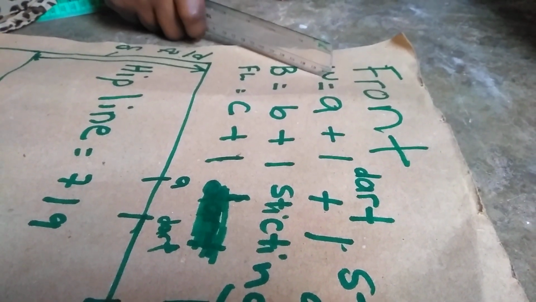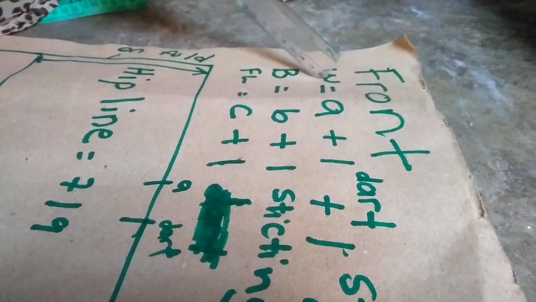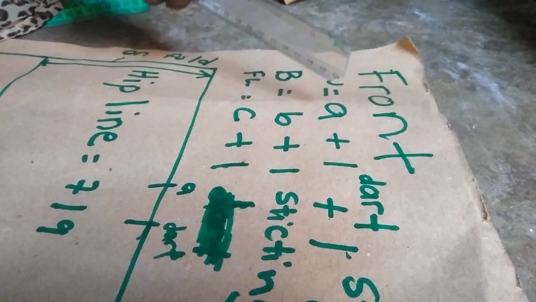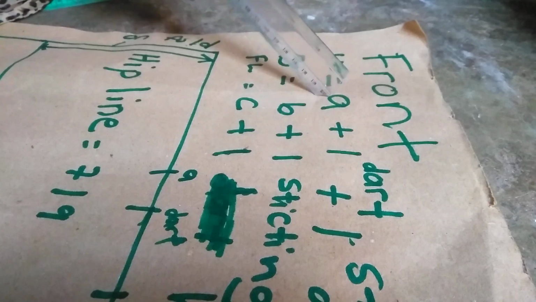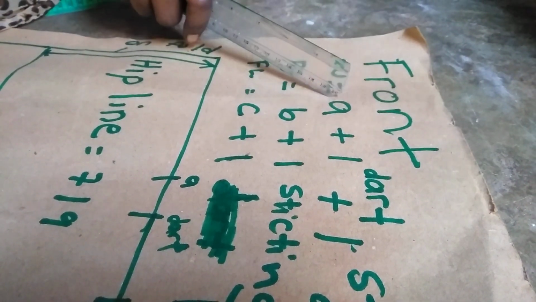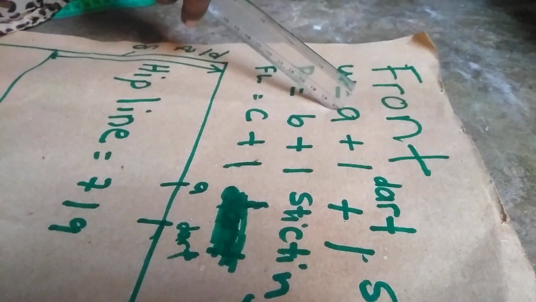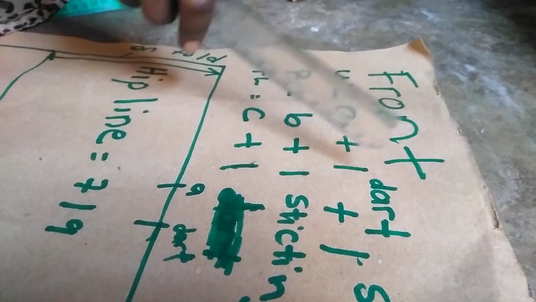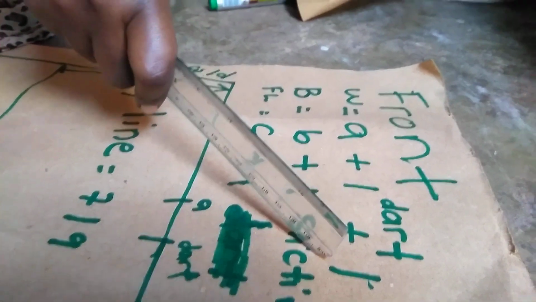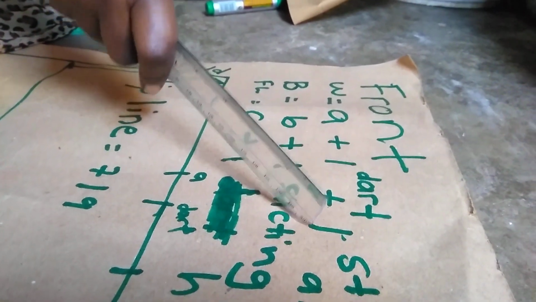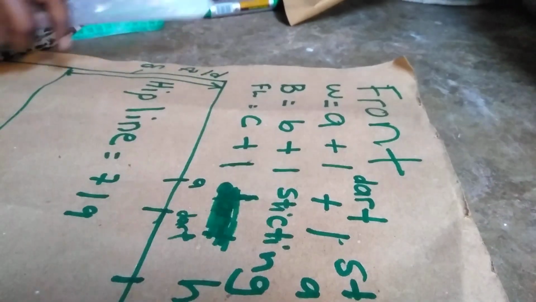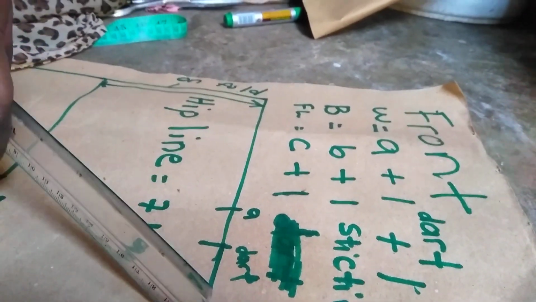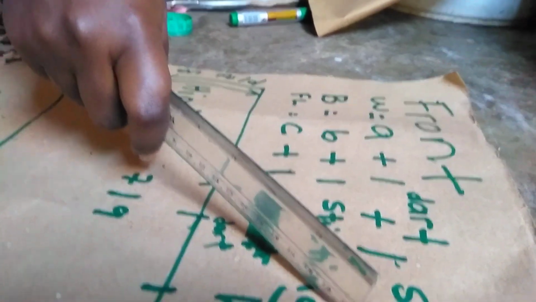After dividing our waist by 4, like we did yesterday, assuming after dividing we have gotten the answer called A. If our answer is A, in the waist we are going to add 1 inch for the dart plus 1 inch for stitching. Assuming this is our waist, we are adding 1 inch for the dart and 1 inch for stitching allowance.